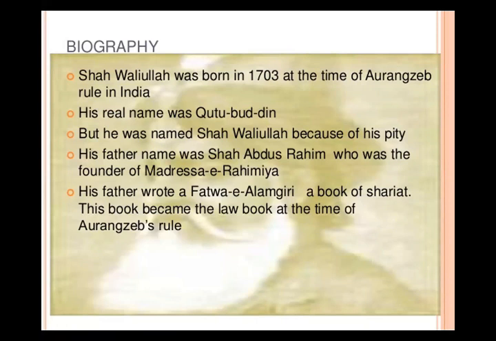His father's name was Shah Abdul Rahim. He was a well-known scholar and religious leader. At the early age of 15, Shah Waliullah mastered the major branches of Islamic learning. He succeeded his father as a sheikh of the madrasa when he was just 17 years old.